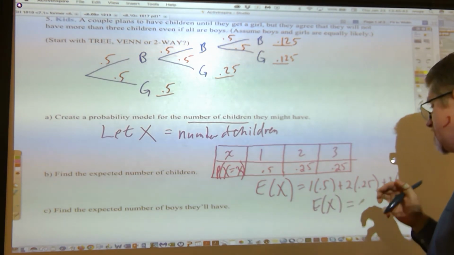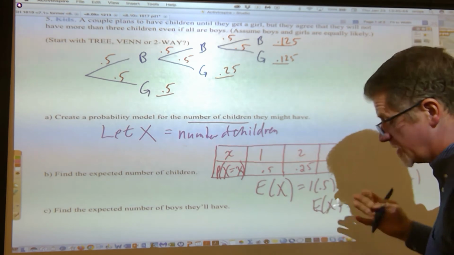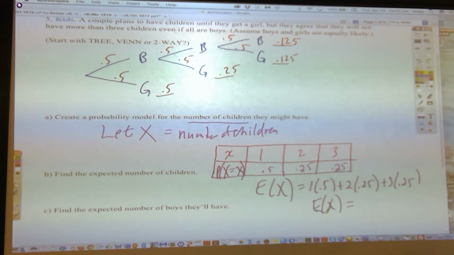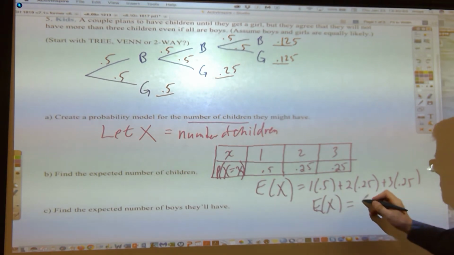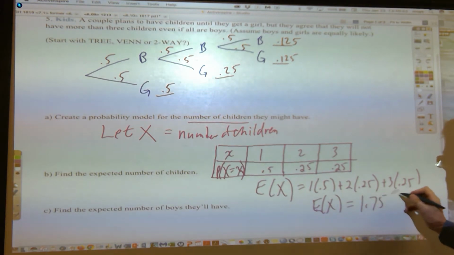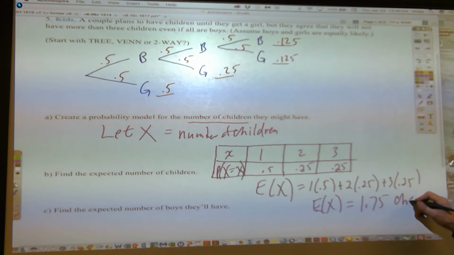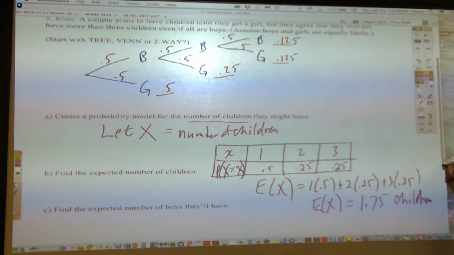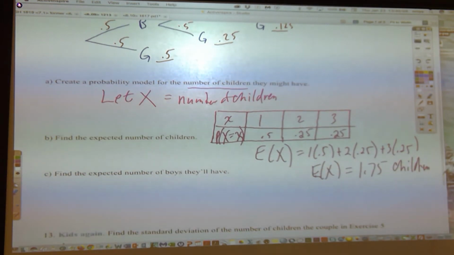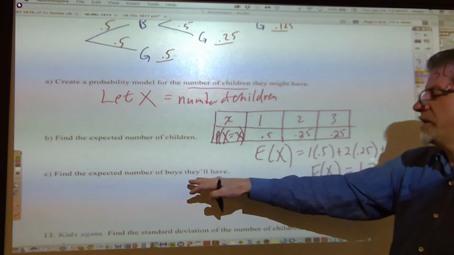Don't be surprised if you get a decimal. Averages, expected values are averages. They often come out to be decimals. Who's already calculated the expected number of children? Marcus: 1.75. Yes, so the answer would be 1.75 children. Children is correct.